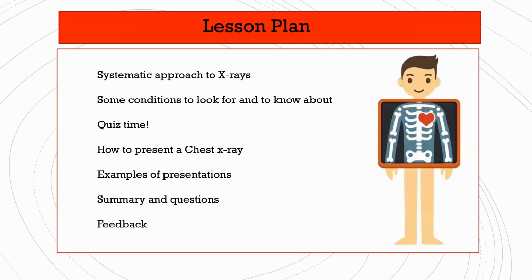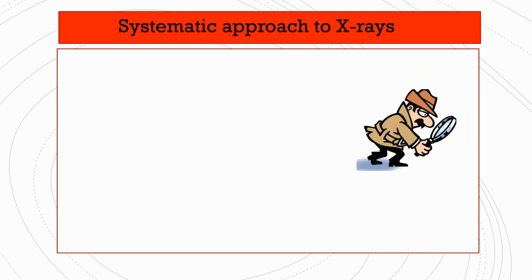Perfect. So the plan is we're going to talk about the systematic approach and at the same time some conditions to know about. For this lecture, I'm assuming that you remember a bit of anatomy, not too much, just a bit, and we can chat about some conditions that affect the lungs. Then we will have a short quiz, and then we can talk about presenting chest x-rays, all right? Again, if you have any questions throughout, just post in the chat. Right, let's get to it then.